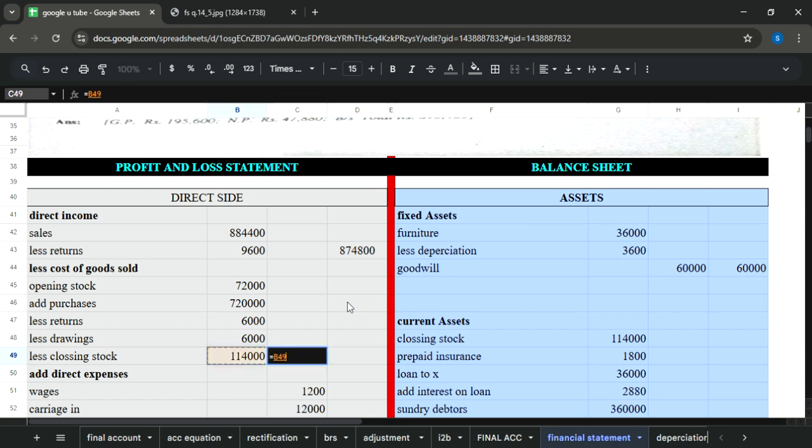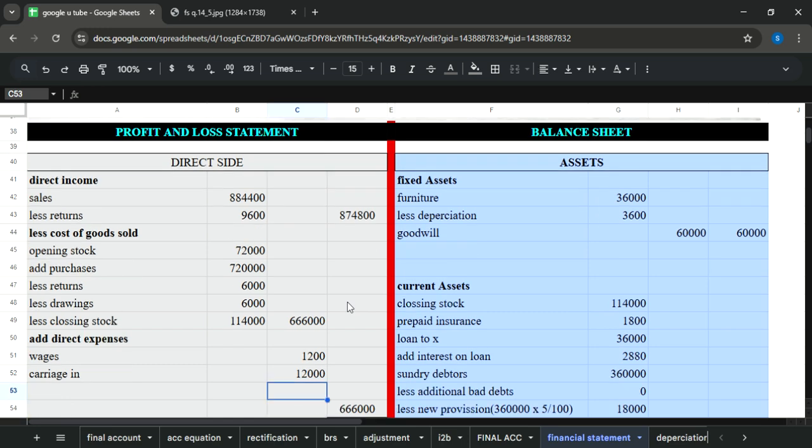Okay, the next step, you will be calculating cost of goods sold. How? First, opening stock plus, bracket on, these are purchases. You will subtract returns. Again, you will subtract drawings, bracket close. Then you will subtract closing stock. So here we have the amount of cost of goods sold.